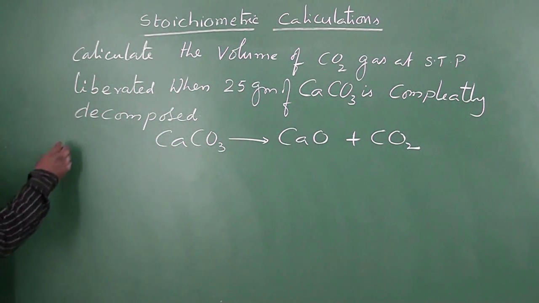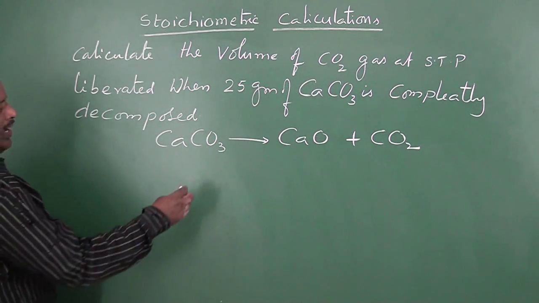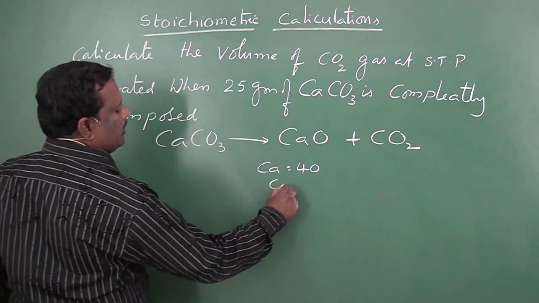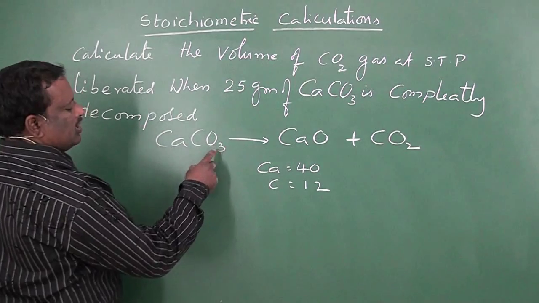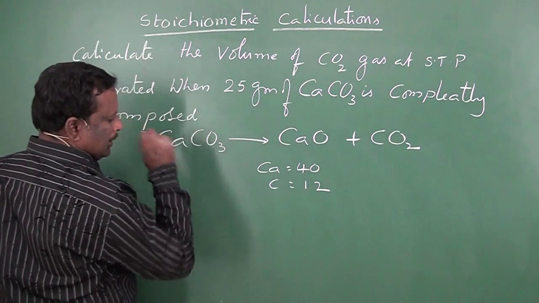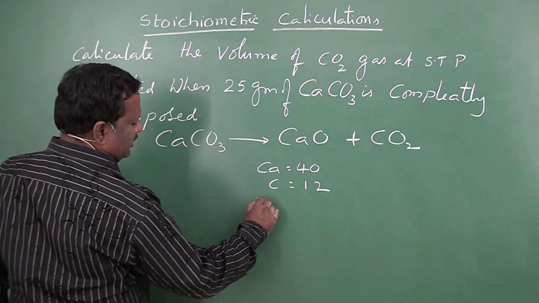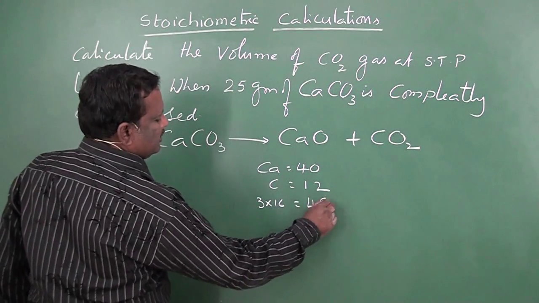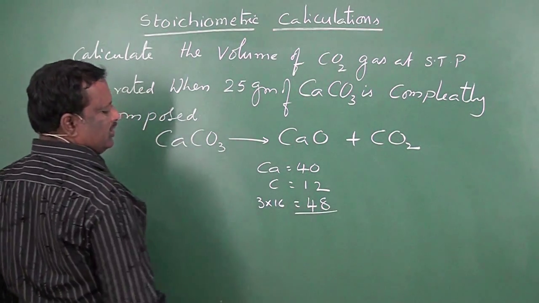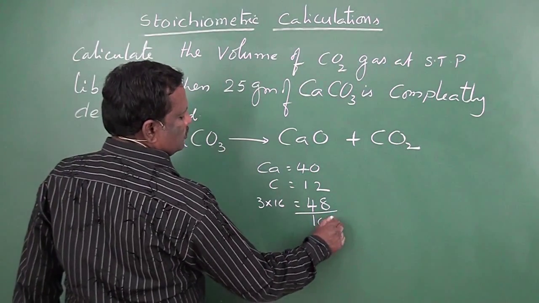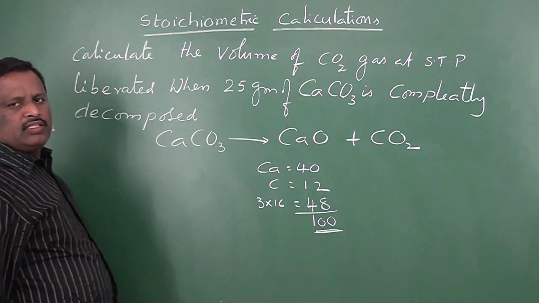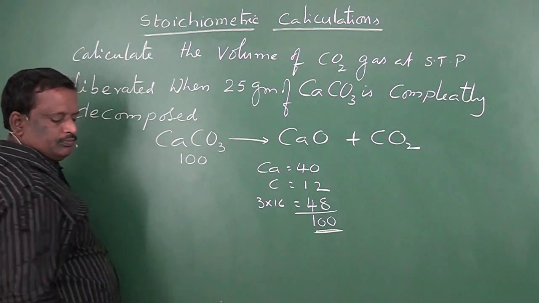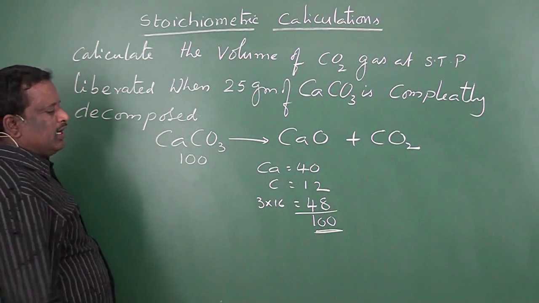Now, the molecular weight of calcium carbonate. Here, calcium atomic weight is 40. Carbon atomic weight is 12. Here 3 oxygens are there, so the total of 3 oxygens, 3 into 16, is 48. When you add all three, you will get 100. So 100 is the molecular weight of CaCO3.